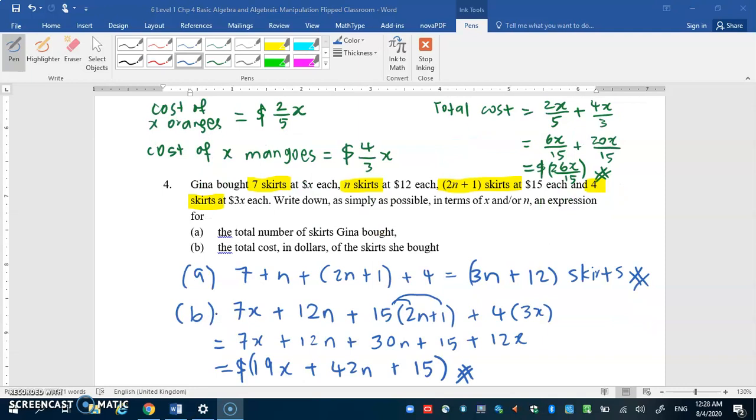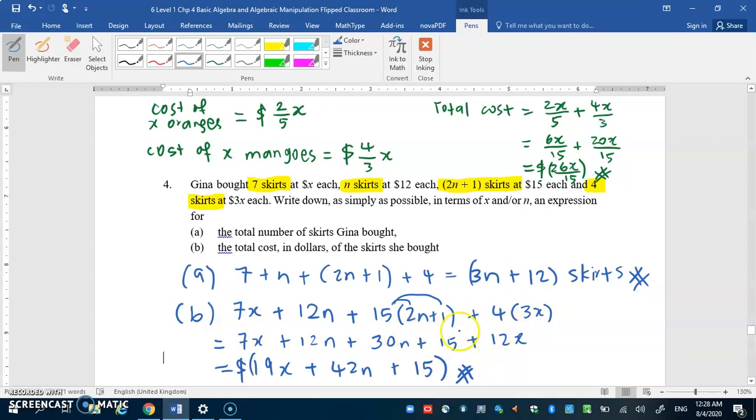This is for part A. Now part B says find the total cost in dollars of the skirts she bought. For 7 skirts at X dollars each, the total cost will be 7X. N skirts at $12 each will be 12N. 2N plus 1 skirts at $15 each, so it's 15 times the whole bracket, 2N plus 1. And 4 skirts at $3X each, so it's 4 times 3X.